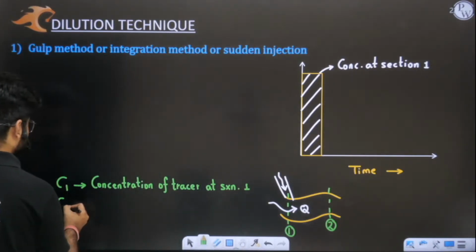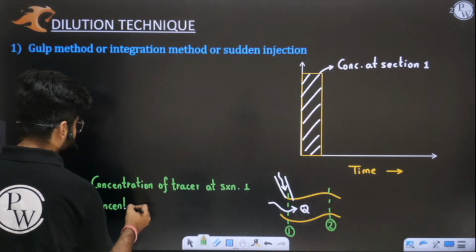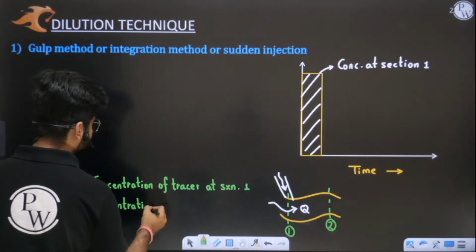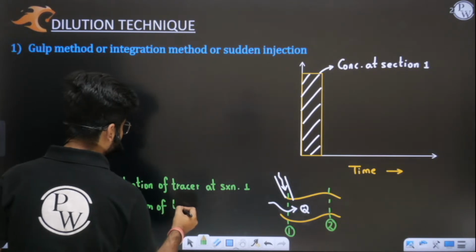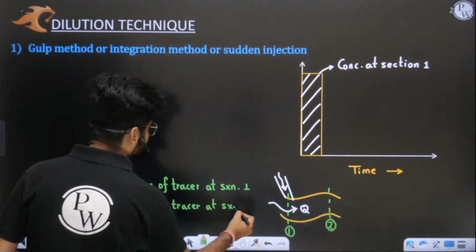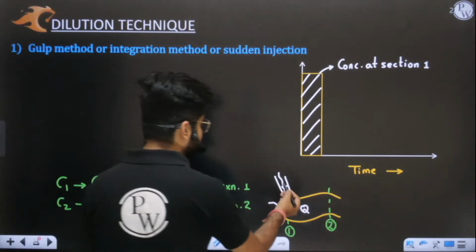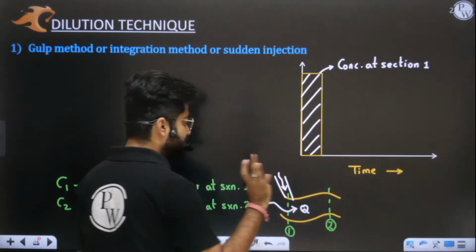Now what is C2? C2 is the concentration of tracer at section 2. You need to understand, if I am injecting a chemical at section 1, then obviously after some time it will reach section 2. Yes or no? Tell me this thing.